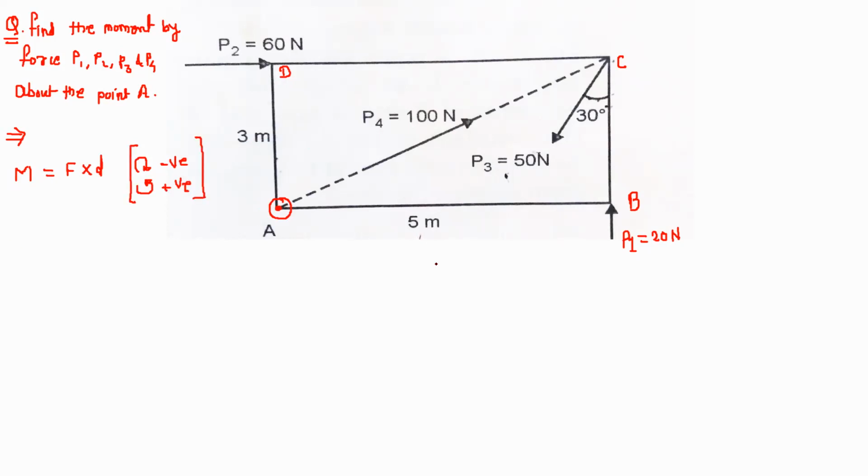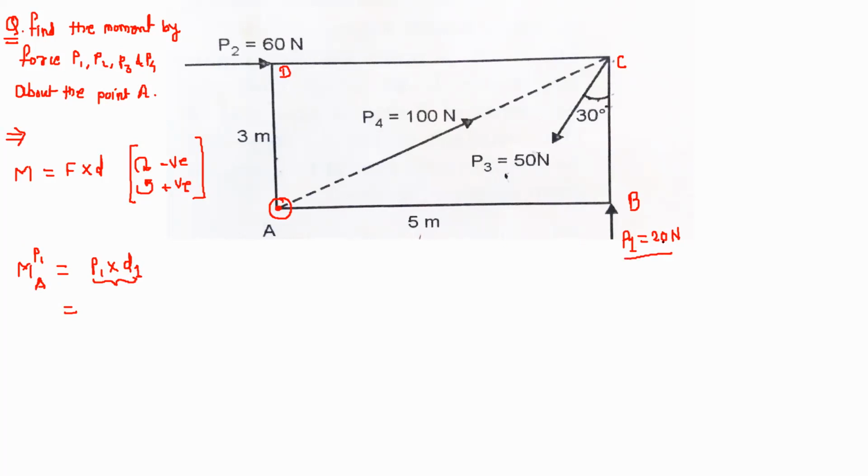So first take P1 force. I will write here moment by the force P1 about the point A. This is the representation of the moment. It is equal to force P1 into its perpendicular distance, which I will represent by D1. Right now we don't know whether it is a clockwise or anti-clockwise movement, so I have just written the general formula: force into perpendicular distance. I have assumed the perpendicular distance as D1 and the force is P1.